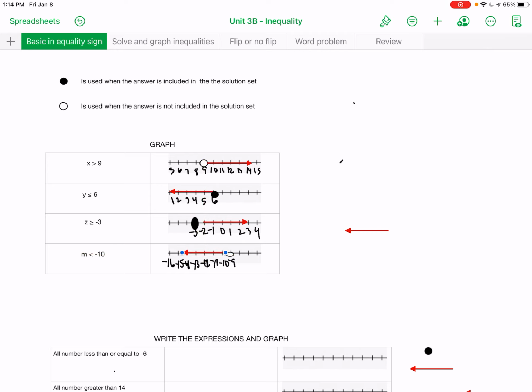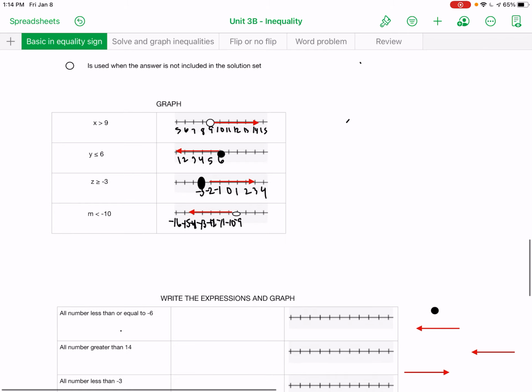I accidentally copied it. There you go. So that is graphing solution sets for your inequalities.